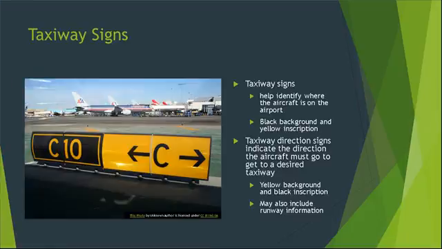Taxiway signs help identify where the aircraft is on the airport. They have a black background and yellow inscription. Taxiway direction signs indicate the direction the aircraft must go to get to the desired taxiway. They have yellow backgrounds with black inscription. Sometimes these direction signs can have runway information on them.